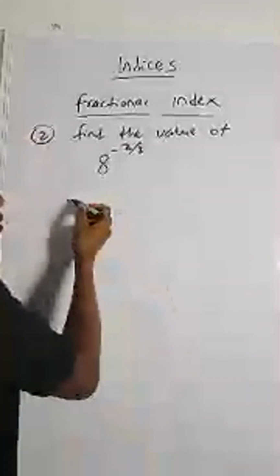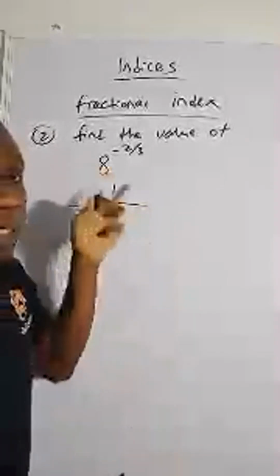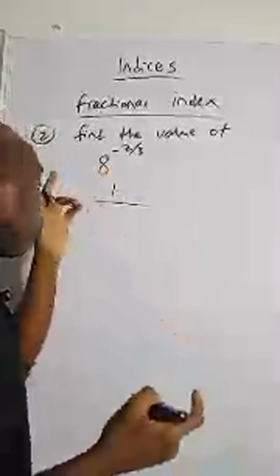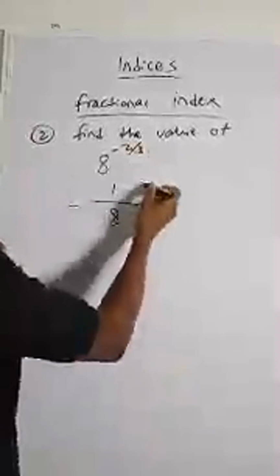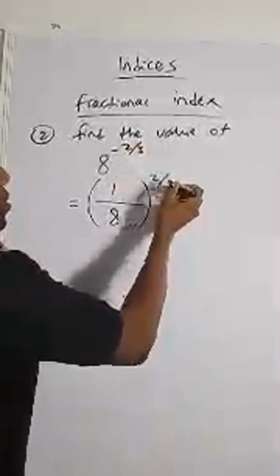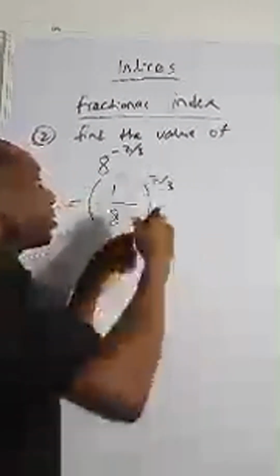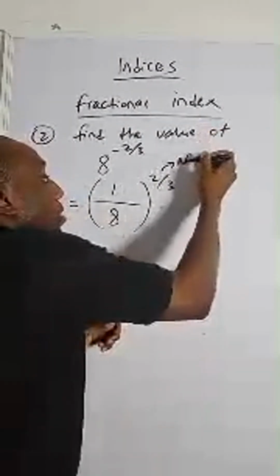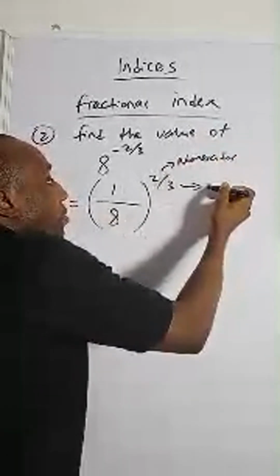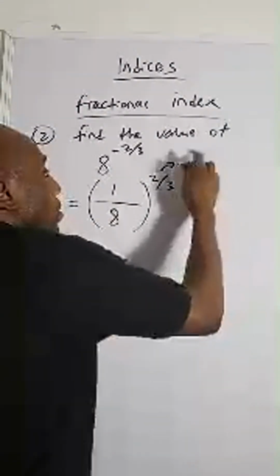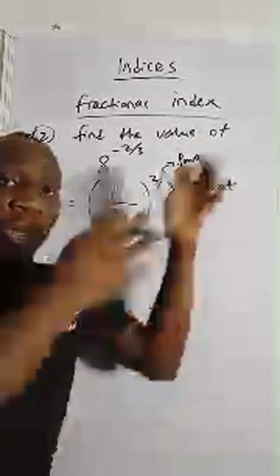So this would be equal to what? 1 over, notice this was 8. If you like, you can say 8 over 1. But now we have 1 over 8. But what about the exponent? It's still there, 2 over 3. And I told you when you have a fractional index, the numerator is the power, and the denominator is the root. So we do power, we do root.